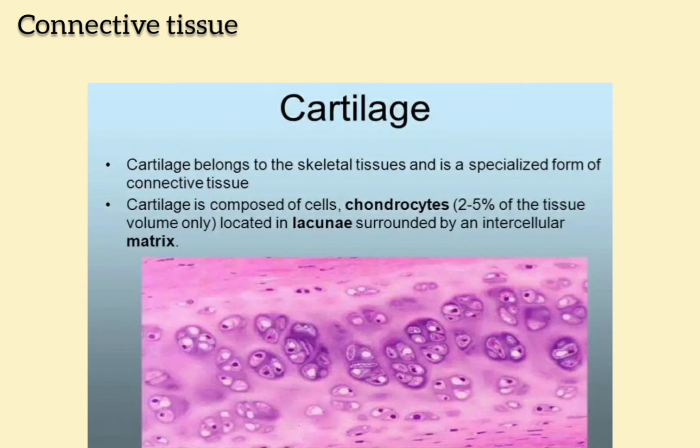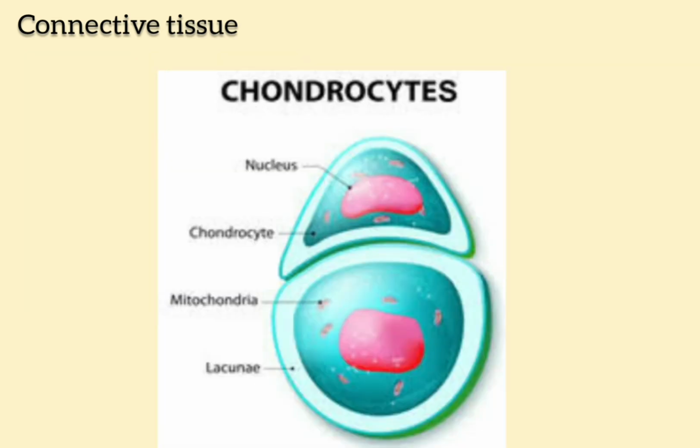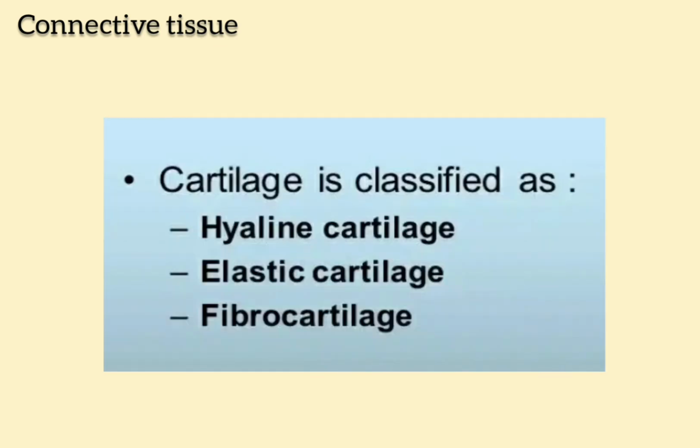The next type of connective tissue is the cartilage. Cartilage is a flexible connective tissue found in joints of bones, tips of the ribs, tip of the nose, external ear, and in the trachea. The primary cell type is the chondrocyte. There are three types of cartilage. One is the elastic cartilage, hyaline cartilage, and fibrocartilage.